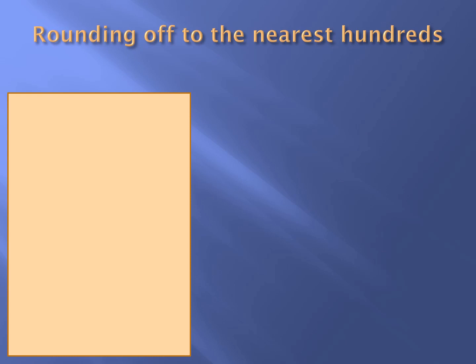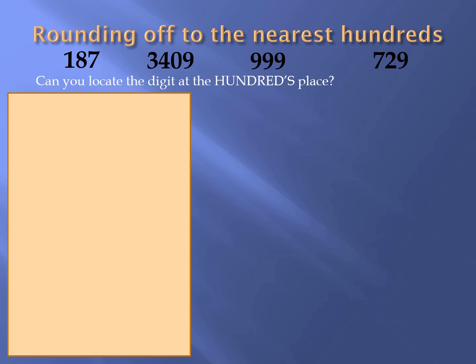Rounding off to the nearest hundred. Now we have some numbers. Now I want you to locate the digit at hundreds place. Why are we locating the digit at hundreds place? Because this time we are rounding off to the nearest hundred. So the first one, 1 is at hundred place, here 4 is at hundreds place, here 9 is at hundreds place, and in this case 7 is at hundreds place.